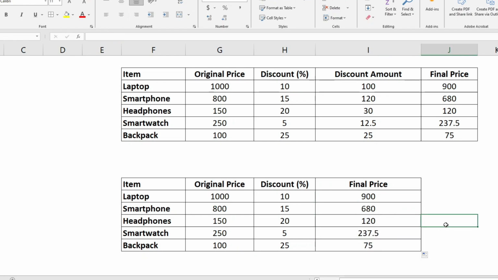So these are two ways that you can calculate the final price after a discount has been applied, and it is basically your preference whether you want to do it in one step or you want to break it up into multiple steps.